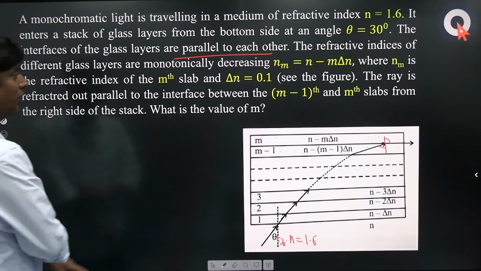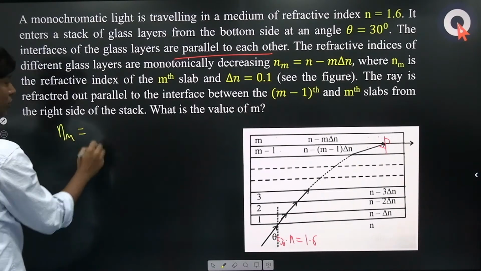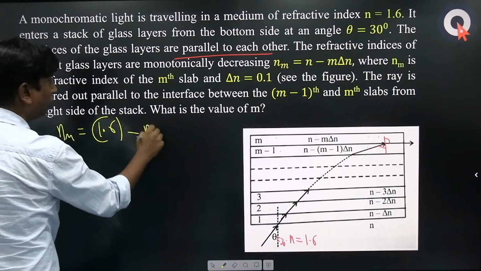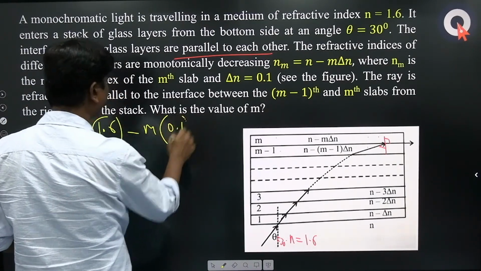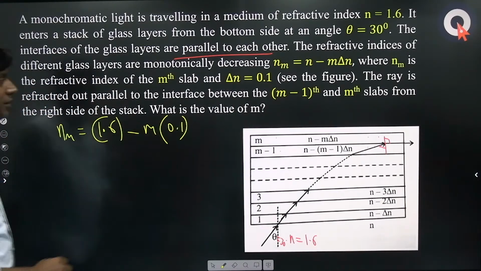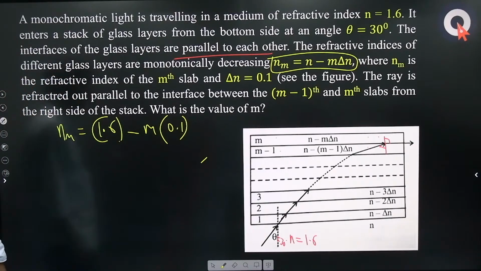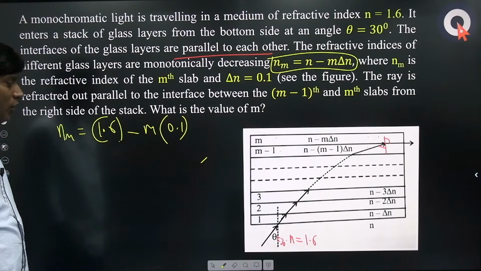So n of m is equal to n minus m into delta n, means n of m is equal to n, which is 1.6, minus m into delta n, and delta n is already given as 0.1. So we are writing this by substituting the value of n and the value of delta n.